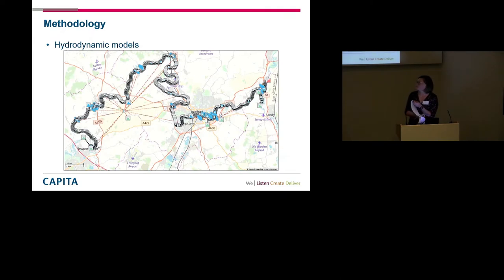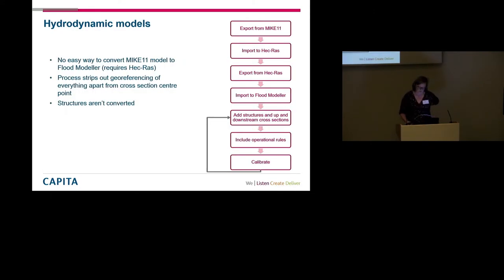So, onto the hydrodynamic models, obviously a lot more complex than the routing models. The hydrodynamic models were predominantly converted from the existing Mike 11 models. The other option was to use the existing flood mapping models, but as many of these were modelled in 1D-2D, it required a lot of extending of sections. So we stuck with the Mike 11 models.